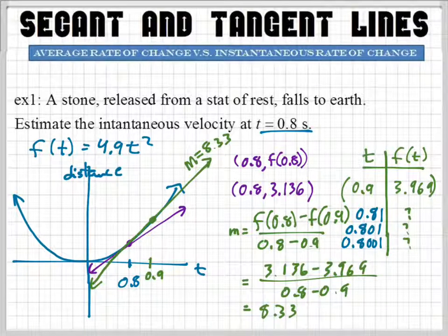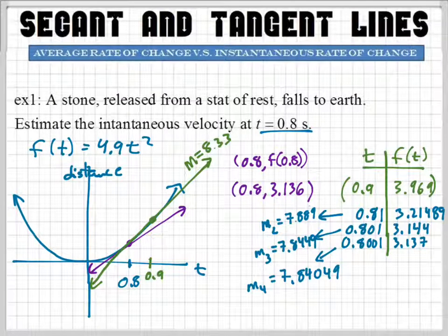So, let's fill in these y values really quick and find the other slopes. I'm just going to write them up here. So here's your y values. Your y values are right here. And here's your slopes. Okay, we started with this secant line right here. That's 8.33. And then it drops down to 7.889. And then 7.8449. And then 7.84049. So you can kind of see where this slope is converging.